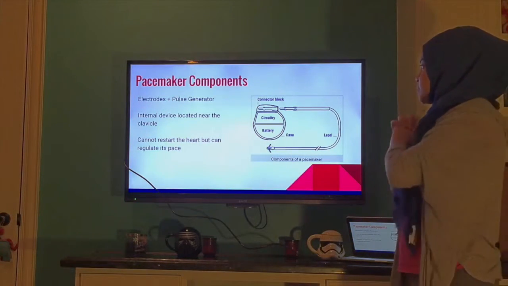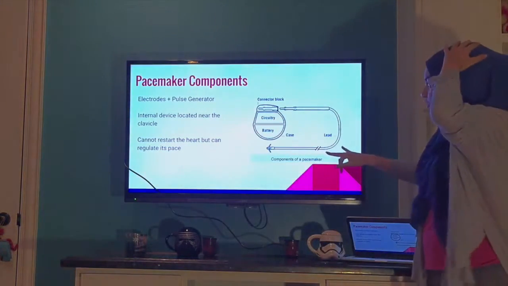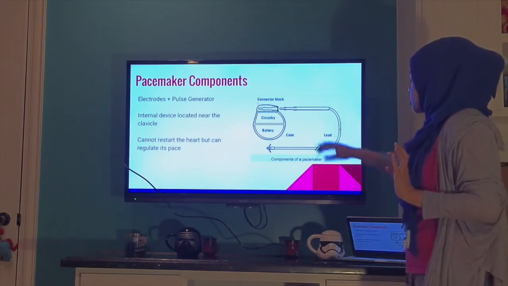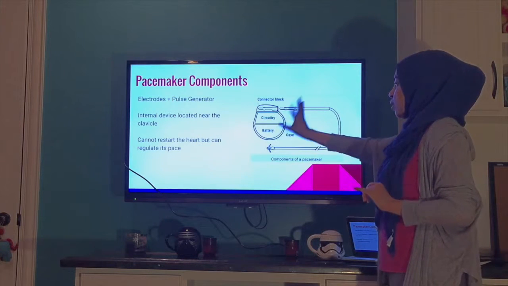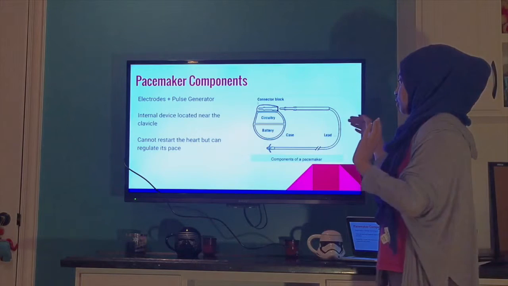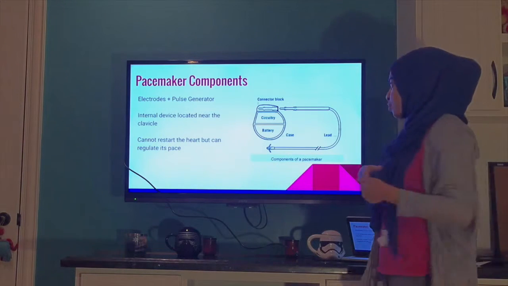So the pacemaker is made out of electrodes and a pulse generator, and here in this diagram, as you can see, it's a really simple mechanism. It has simply a battery and circuitry and a connector block within a case, and what comes out of that is the lead, which is the area that goes into the heart and which will send those electrical impulses.